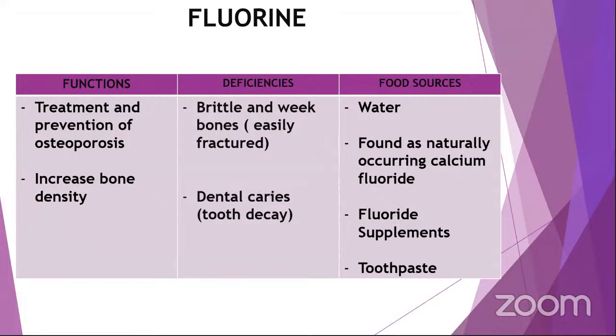And fluorine helps to treat and prevent osteoporosis. And as I said earlier, osteoporosis is a bone deficiency and it can increase the bone density. Now, if you're deficient in fluorine, you can have brittle and weak bones. That means that is easily fractured. And you can have dental caries, which is another word for tooth decay. Food sources of fluorine.